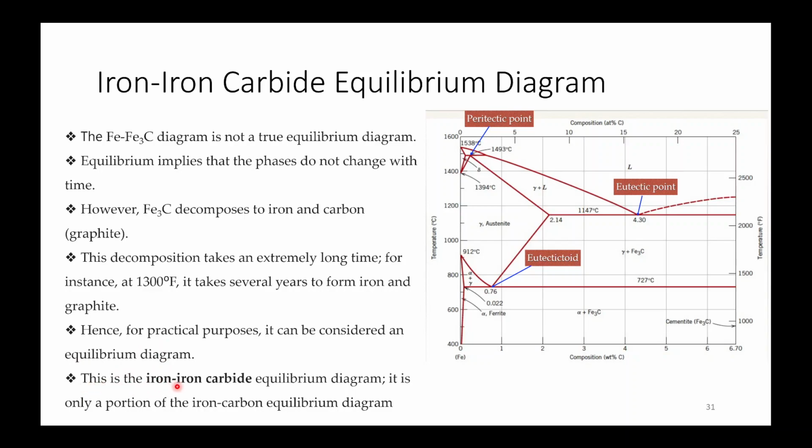And this is the iron carbide equilibrium diagram. It is only a portion of the iron carbon equilibrium diagram, so this only goes up to 6.7 weight% of carbon, and in the case of the iron carbon diagram it will go up to 100% of carbon.